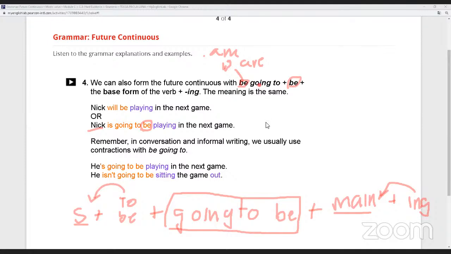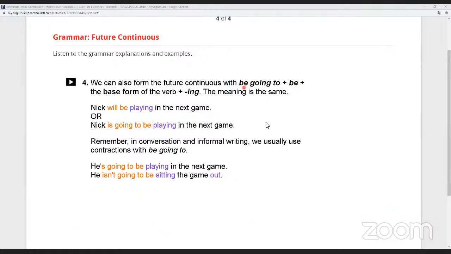Oh, sorry, Nicole. Okay, Miss. Is there any question? No, Miss. Okay, thank you. So as you can see, can you please read these examples?